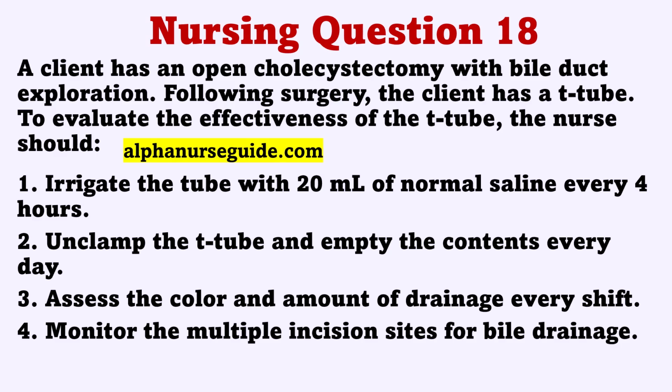A T-tube is inserted in the common bile duct to maintain patency until edema from the duct exploration subsides. The bile color should be gold to dark green, and the amount of drainage should be closely monitored to ensure tube patency. Irrigation is not routinely done unless prescribed using a smaller volume of fluid. The T-tube is not clamped in the early post-op period to allow for continuous drainage. An open cholecystectomy has one right subcostal incision, whereas a laparoscopic cholecystectomy has multiple small incisions.